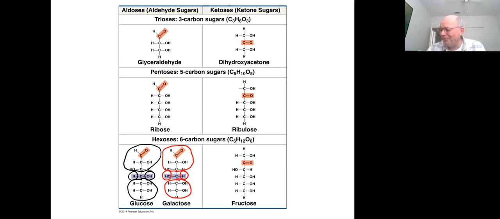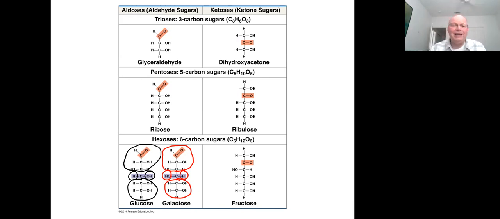The point here is there are 4 different things attached to this, and if you recall from last week, if you have 4 different things attached to a carbon, you have the potential for mirror image isomers or enantiomers. And so glucose and galactose are actually enantiomers of each other, left-handed and right-handed mirror image isomers of each other. And they are somewhat interchangeable via a chemical reaction.